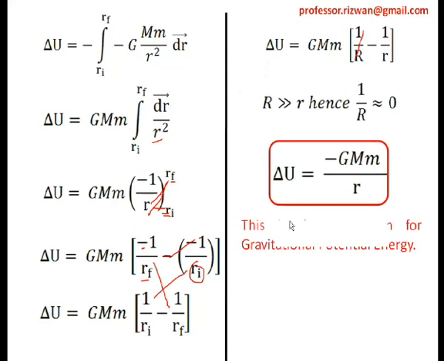This is basically the expression for gravitational potential energy. Just remember, this is an important formula: delta U is equal to minus GMm upon r. This gives the expression for gravitational potential energy. Fine. So let's move to the next point.